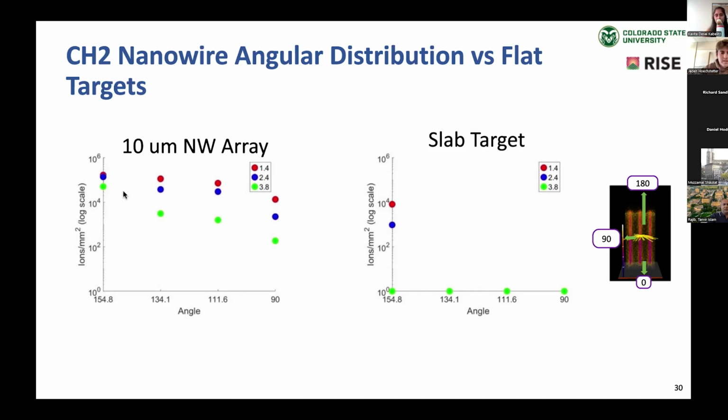But in general, we get a similar trend where the maximum proton flux was in the laser backward direction, but we also saw significant ions towards the radial direction, the 90-degree direction. And then the slab direction, but no ions in the radial direction. Again, confirming that the nanowires produce ions radially through TNSA.